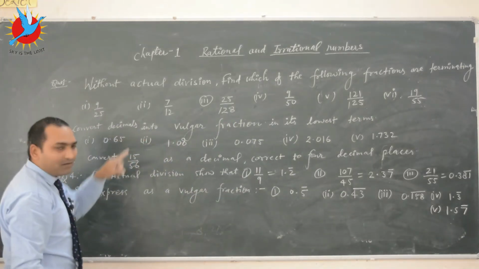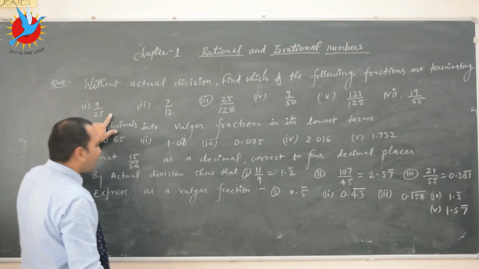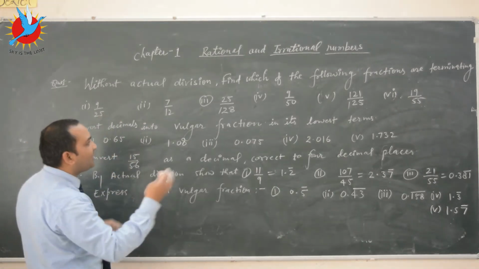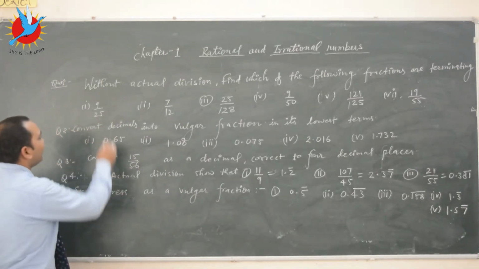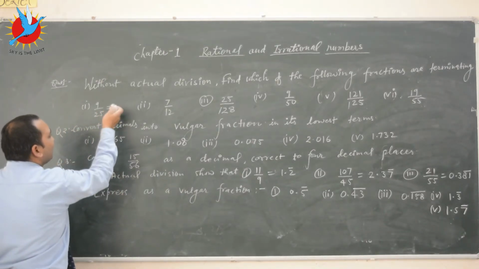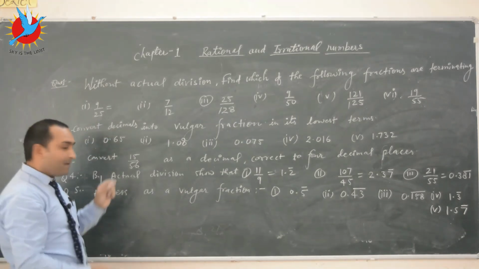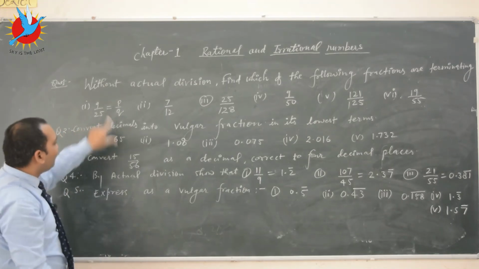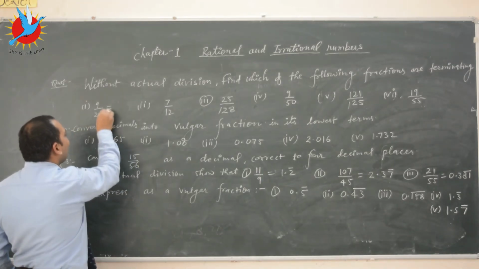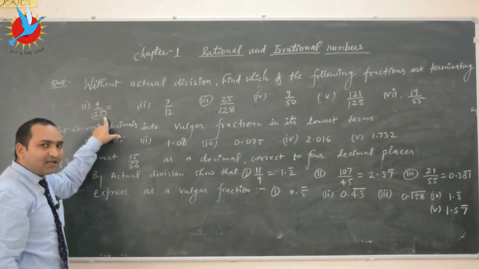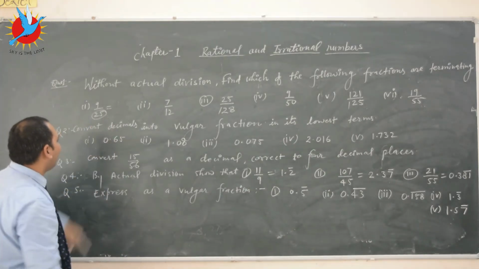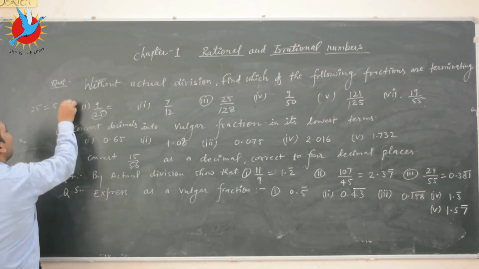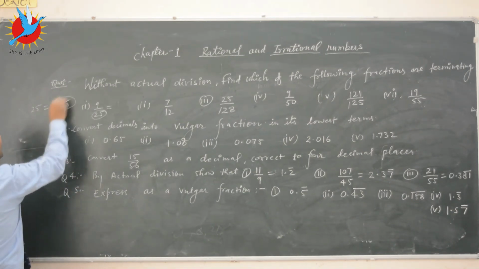So all are rational numbers. So a rational number is either a terminating or non-terminating but repeating decimal. So how can you say this is terminating or non-terminating? So listen, this is in the form of P upon Q. So if this denominator Q is a factor of 2 or 5, 25, if I write the factor of 25 is 5 into 5. So this is a factor of 5.